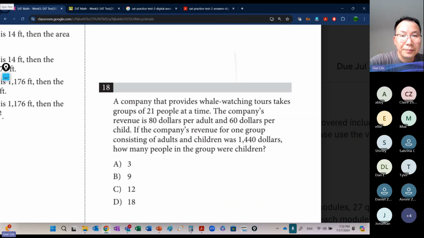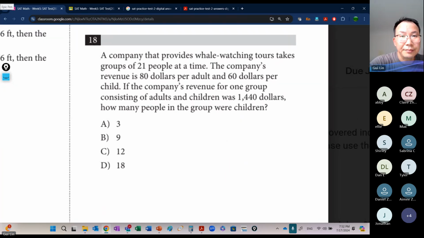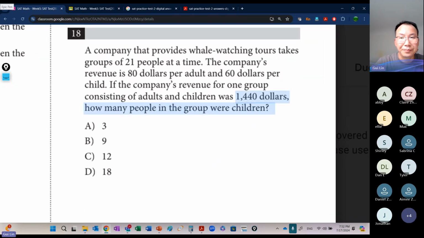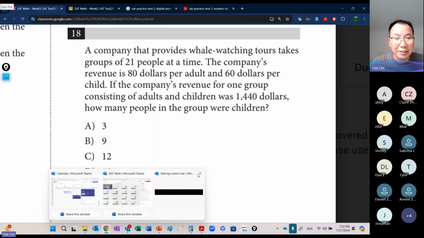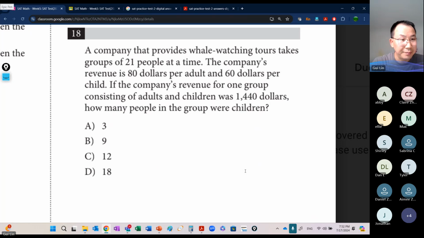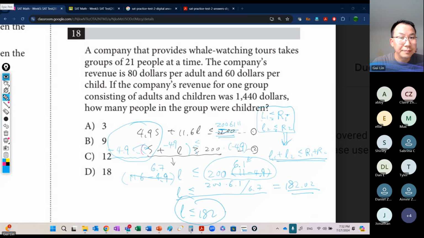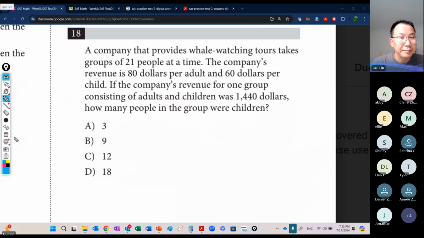Okay, 18 is here. Make it bigger. I need someone to help me read it. Jonathan, hey Jonathan, can you help me read this question? Jonathan, are you online? Or maybe Tyler. Tyler, can you help me read it? Yes, Jonathan is now online. Louder, please.